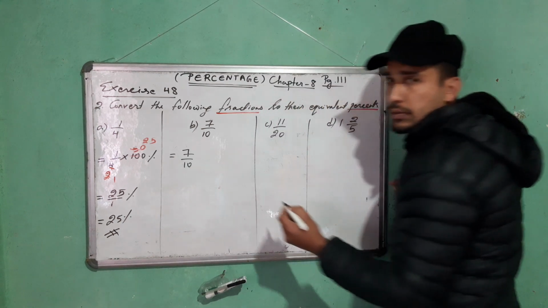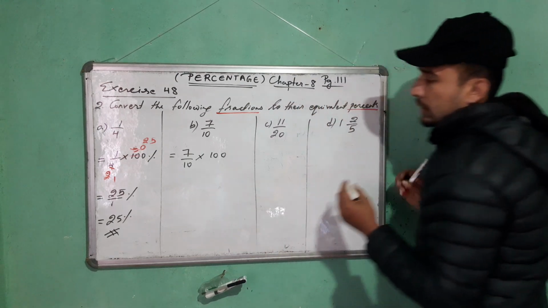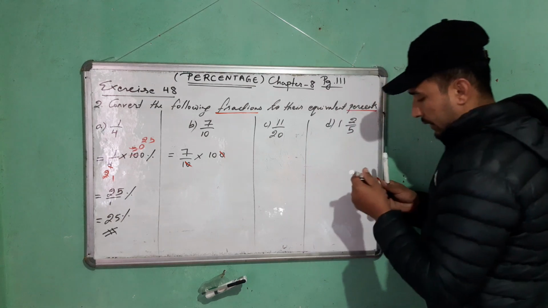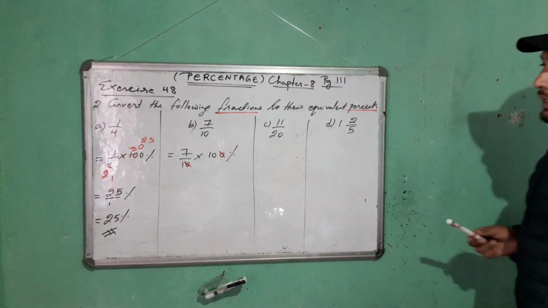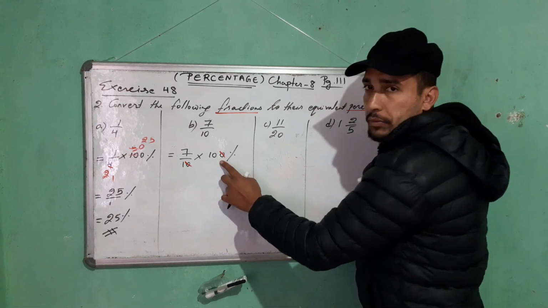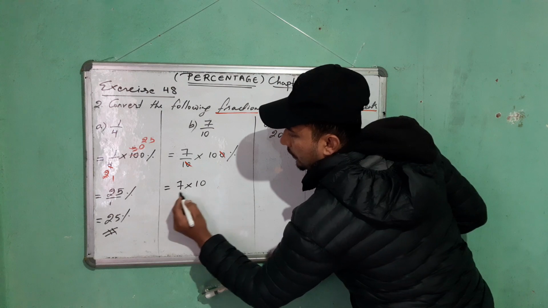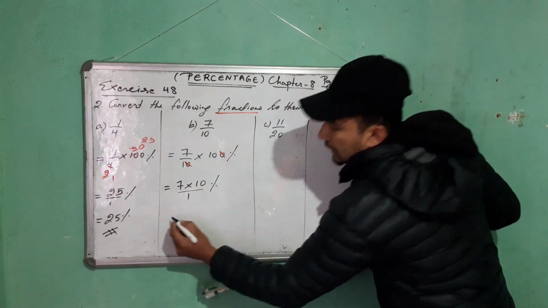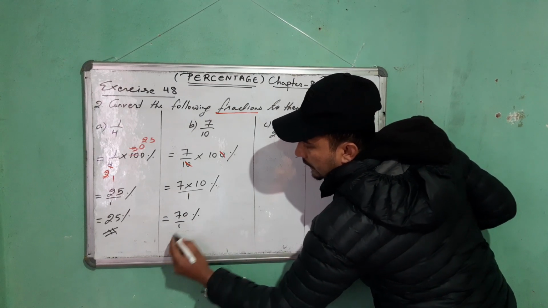Okay, next, you have 7 upon 10. In order to convert this fraction to percents, you have to multiply by 100. So this 0 and this 0 you can cancel, here you have to put percent also. Okay, 100%. 0 and 0 from numerator and denominator get cancelled. So 7 into 10 upon, in denominator you are left with 1 percent.